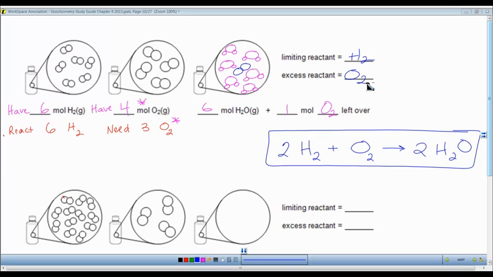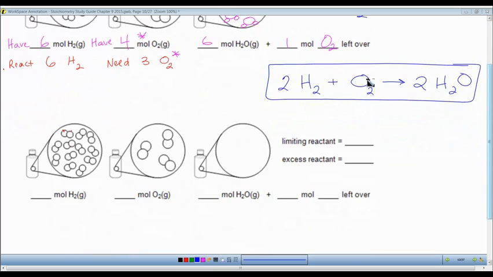It's going to happen in the lab all the time. We don't always react things in the perfect stoichiometric ratio. They will always react according to that ratio, but we don't have to start with the perfect ratio.